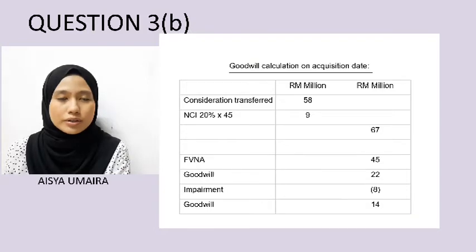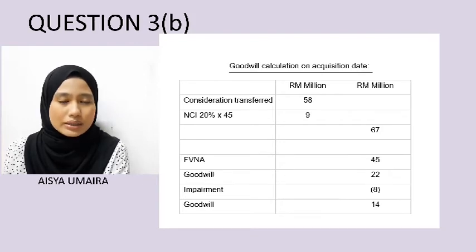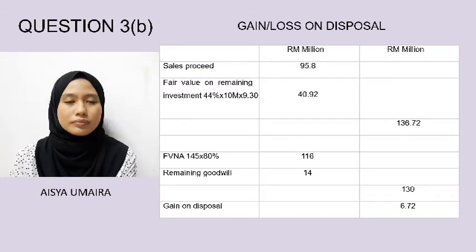The consideration transferred is 58 million and the fair value of net assets is 45 million. The NCI of 20% is multiplied by the 45 million, amounting to 9 million, and the total is 67 million. 67 subtracted by the 45 million gives goodwill of 22 million, and minus the impairment of 8 million mentioned in the question, we will have goodwill of 14 million.